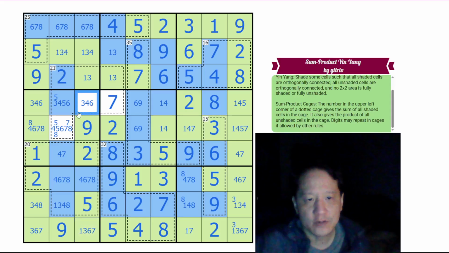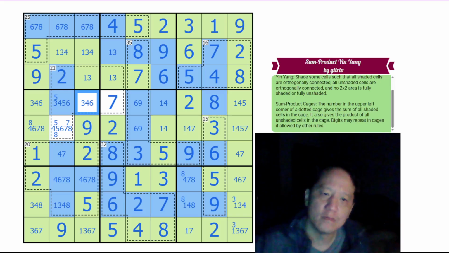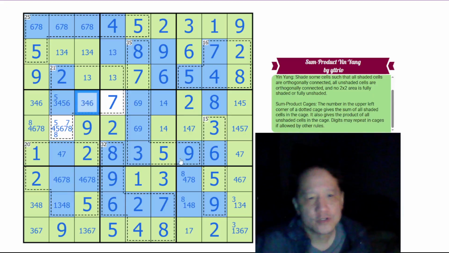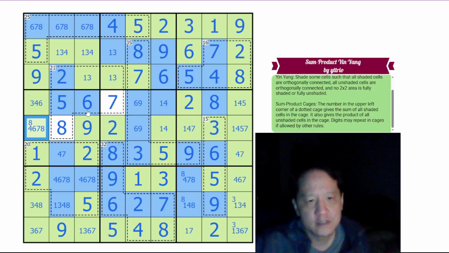And it's either 5, 6, and 8, or 5 and 7. This has to be blue either way, though. And it has to be 5, 6, and 8, because this can't be 5, 7, 7 anymore. So this is 6 and 8. 5, 6, and 8. This forces this to be not 8. So this is blue. This is green.